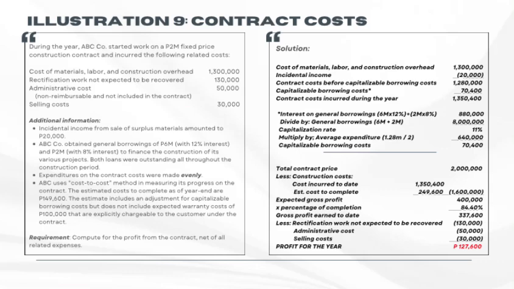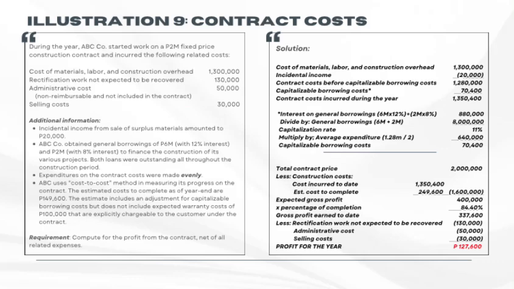We will go back to the computation for the capitalizable borrowing cost, which is 70,400. To get that, we have the interest on general borrowings. We have 6 million times 12% plus 2 million times 8%, which will give us 880,000. That will be divided by the general borrowings, which is 8 million from 6 million plus 2 million, and the total would be the capitalization rate, which is 11%.